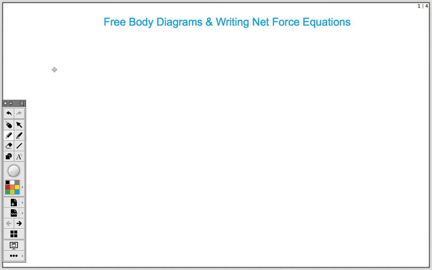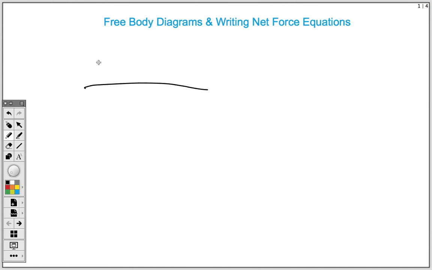In this lesson, we're going to be talking extensively about free body diagrams and writing net force equations. In this unit, the dynamics unit, the forces unit, this is the most important step in solving for whatever your force problem is. If you can draw a free body diagram and write the net force equation, then you're going to have a much simpler time solving your problems.